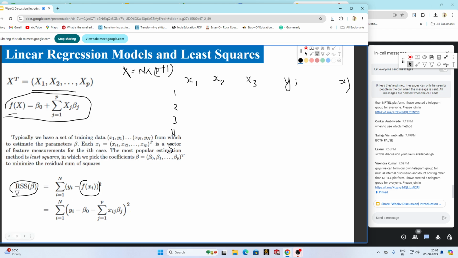So residual sum of squares with respect to beta, because beta is our variable by which we will fit the model. We are interested in finding this RSS(beta), that is the sum of yi minus f(xi) squared, where i is a data point from 1 to n. Let's say we have 5 data points, so i goes from 1 to 5. This is RSS(beta), the residual sum of squares with respect to beta. And when we expand f(xi), you will get this equation.